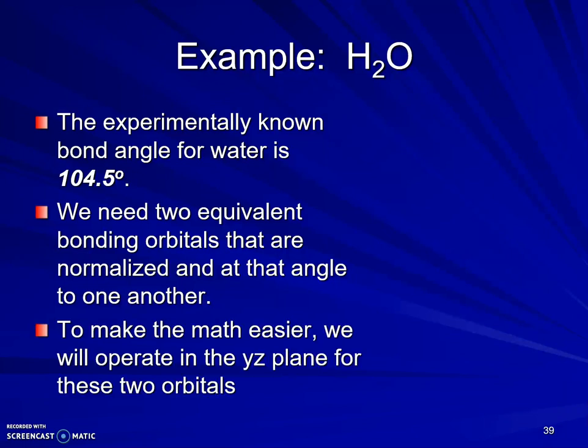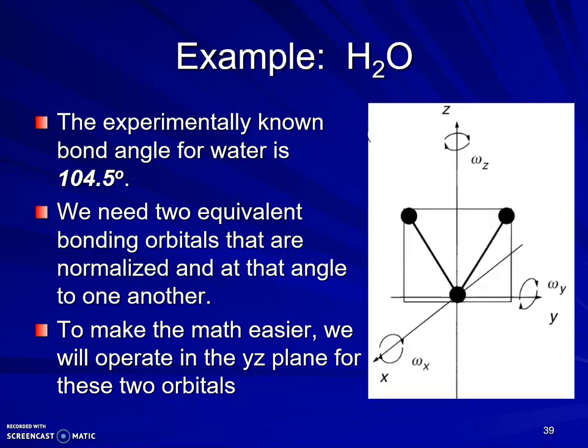To make the math a little bit easier, we're going to operate in the YZ plane for those two orbitals, and so we can take a look at what that would look like. We'll think of the oxygen as being at the origin, and that means one of the hydrogens is positive Z from the origin and negative Y, and the other is positive Z and positive Y. And so we're going to use those principles to help develop at least the signs of the coefficients that we see in the orbitals that we're going to develop.